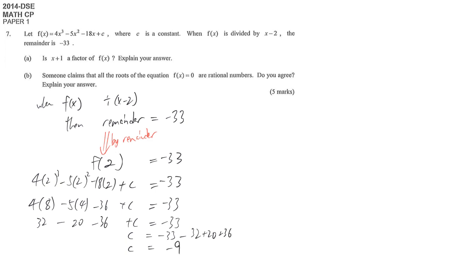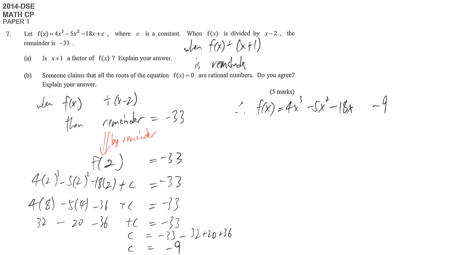We get c is equal to negative 9. So therefore, f(x) is equal to 4x to the power 3 minus 5x squared minus 18x and then minus 9. And we want to know, is that a factor? That means we are asking whether, when f(x) is divided by x plus 1, the remainder is equal to 0 or not.